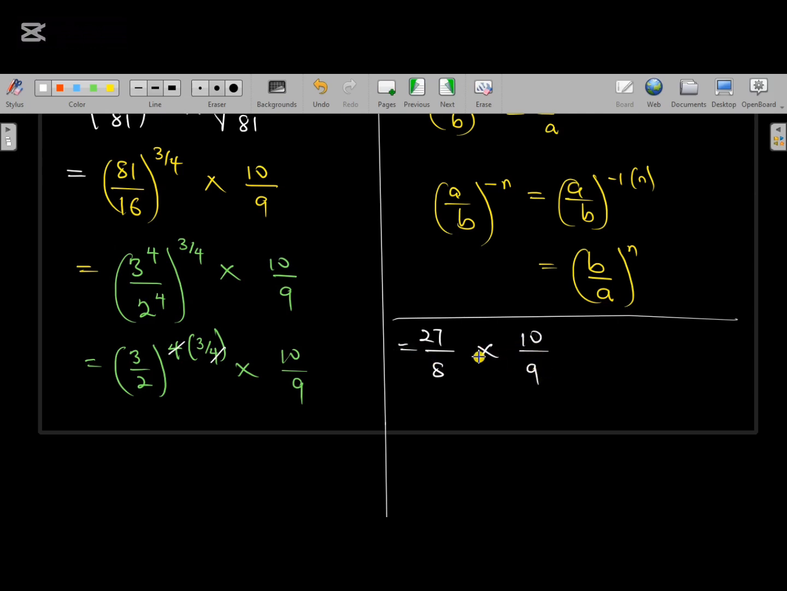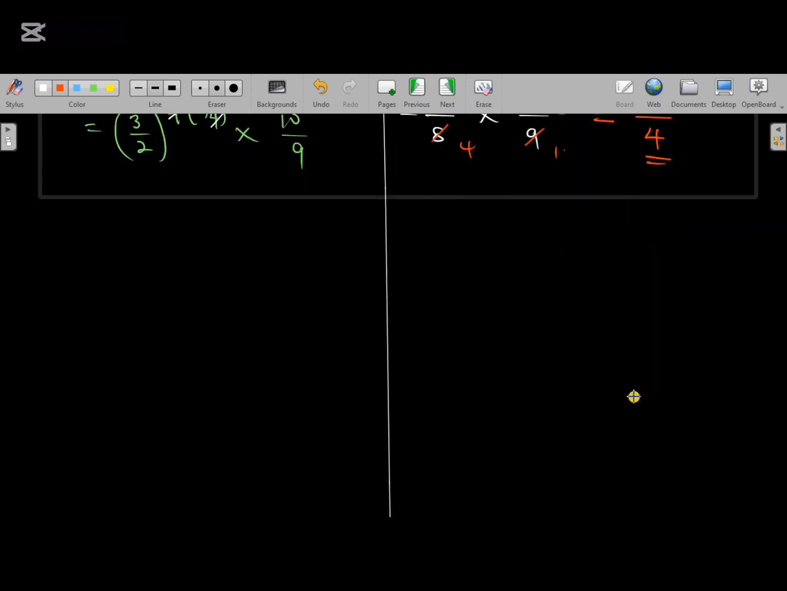So you can see something can cancel out here. Of course, 9 here is 1 and 9 here is 3. So 2 here is 4 and 2 here is 5. So we multiply out. 3 times 5 is 15 all over 4. And that is our solution for 21. Go to 22 straight away.